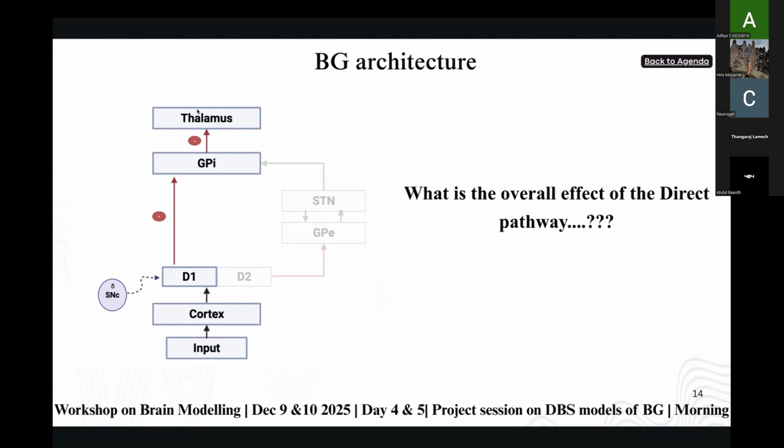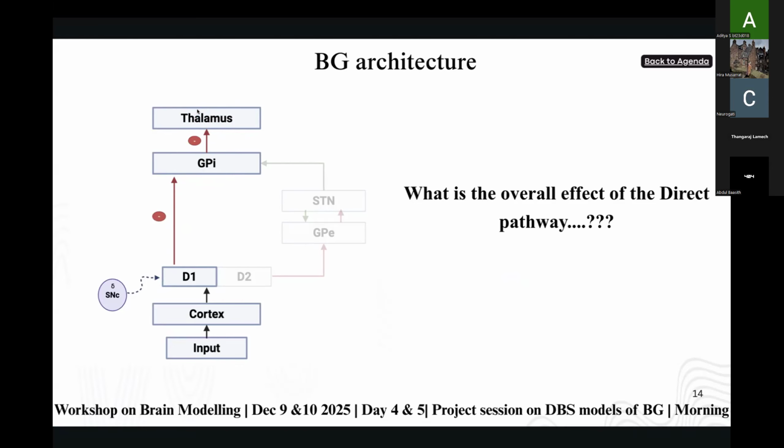Similarly, this is how the indirect pathway looks. It goes from D2, which is inhibitory, then GPE, which is inhibitory, then to STN, excitatory, and GPI, which is inhibitory. What do you think will be the overall effect of the indirect pathway? It's inhibitory.